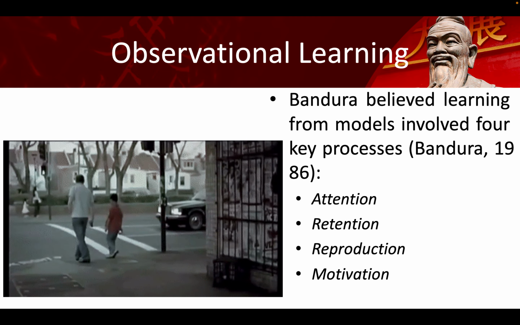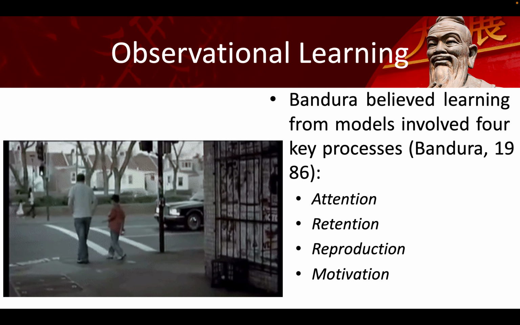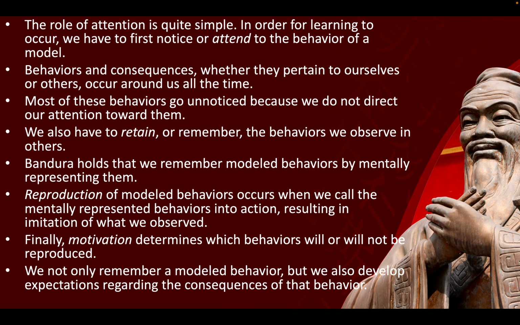Bandura believed learning from models involved four key processes: attention, retention, reproduction, and motivation. The role of attention is quite simple. In order for learning to occur, we have first to notice or attend to the behavior of the model. Behaviors and consequences, whether they pertain to ourselves or others, occur around us all the time. Most of these behaviors go unnoticed because we do not direct our attention toward them.